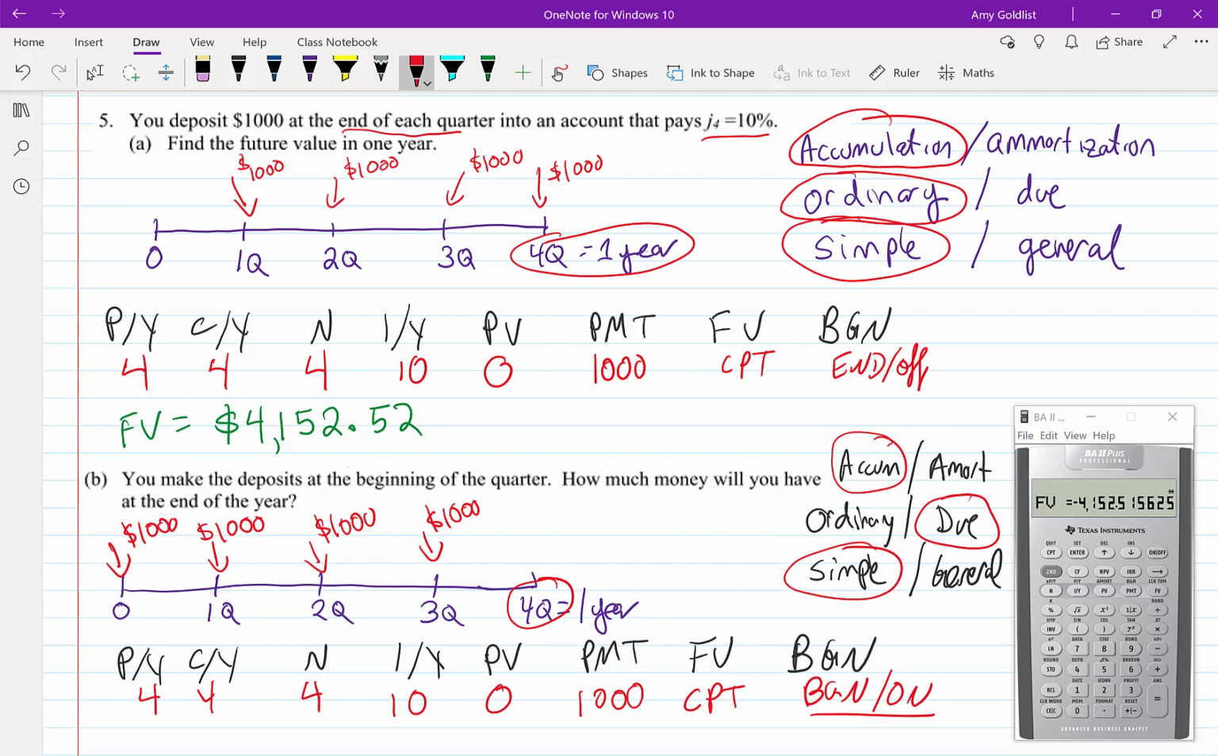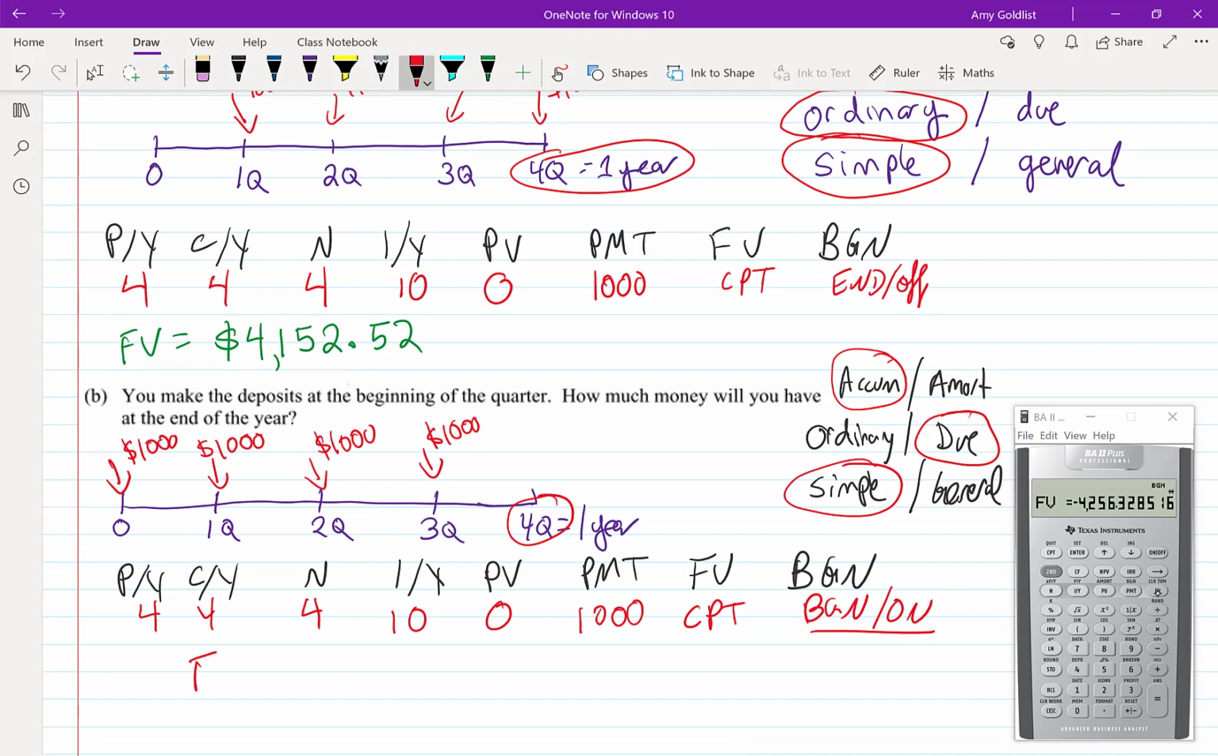Everything's still in my calculator, so all I have to do is go second, payment, I have now set that payment wrong, $1,000 payment, second, begin, second, set to turn it on. Now everything is exactly the same, and all I have to do is compute that future value, which is similar. Let's scroll down and write down our future value. $4,256.32. It's similar, but it's bigger. That's because our payments had a little bit more time to grow because I started earlier.